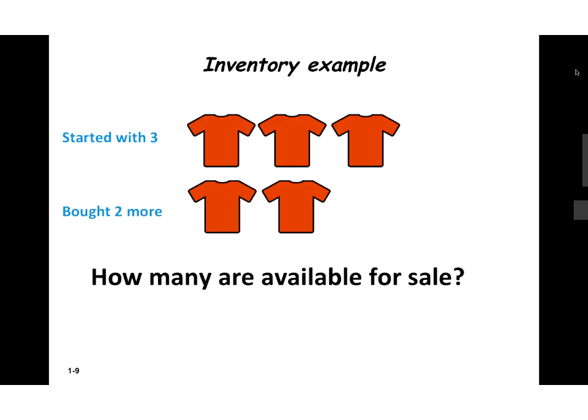Everything that we sell has to come from one of 2 places. We either had to start with it, beginning inventory, or we had to buy it. So we have beginning inventory or purchases. Those are the 2 places.